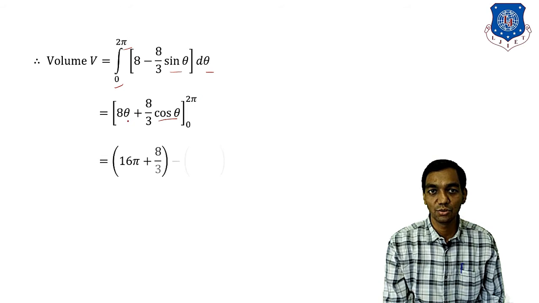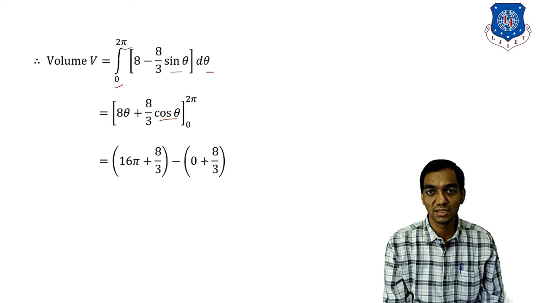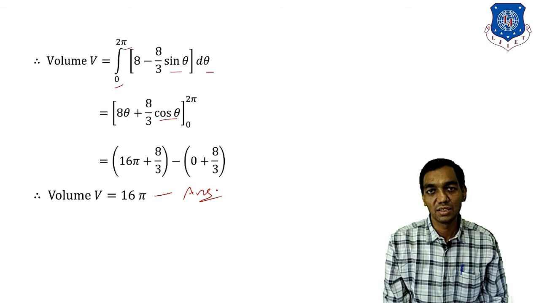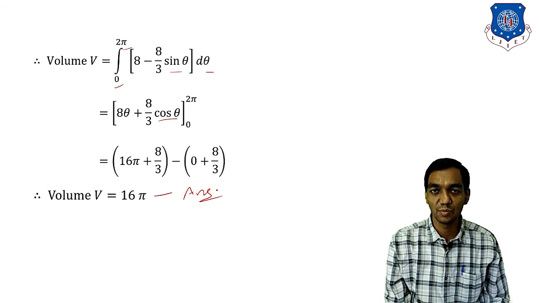If you are going to substitute 2 pi, then you will have 8 into 2 pi, that will be 16 pi. Cos 2 pi has a value 1, minus 0 minus cos 0 has a value 1. So 8 by 3 will be cancelled out and the answer you have is 16 pi. So the volume in between these two surfaces and the interior part of the cylinder is 16 pi.